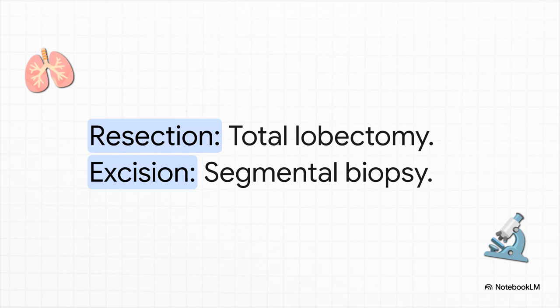So, applying this directly to thoracic surgery, a total lobectomy of the lung, that's a resection. Why? Because an entire lobe, which is its own specific anatomical subdivision, is completely removed. But a segmental lung biopsy, that's an excision, because you're only cutting out a portion of that lung tissue. The rule of thumb? Always code to the most specific anatomical subdivision possible.